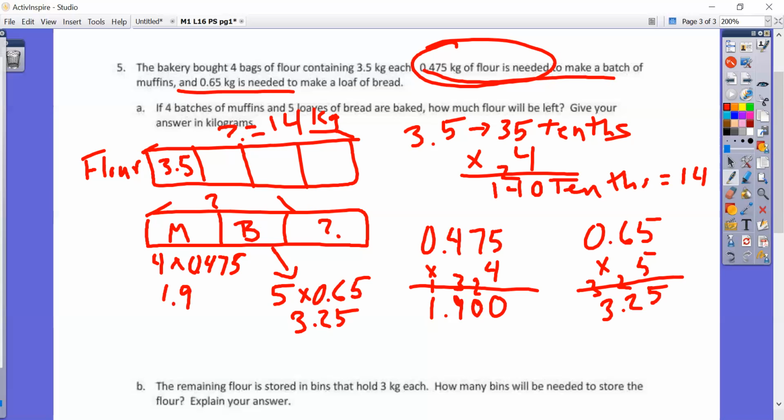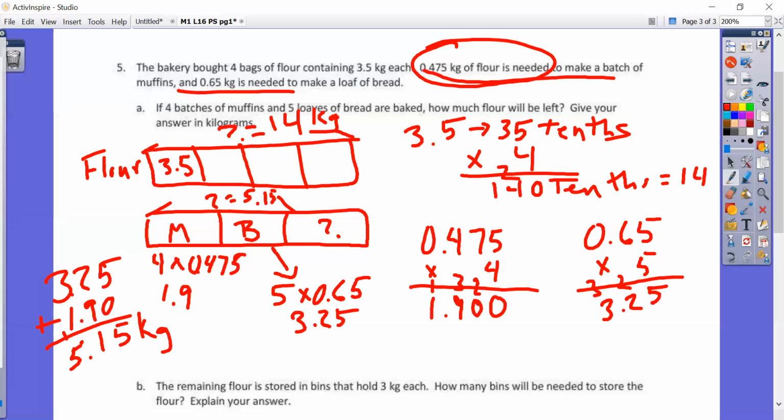Let's go ahead and add that together. 3.25 plus 1.9 is 5.15. This is why we want to get fast at our math facts. So we know that altogether for muffins and bread, it takes 5.15 kilograms of flour, but it wants to know how much flour is left.